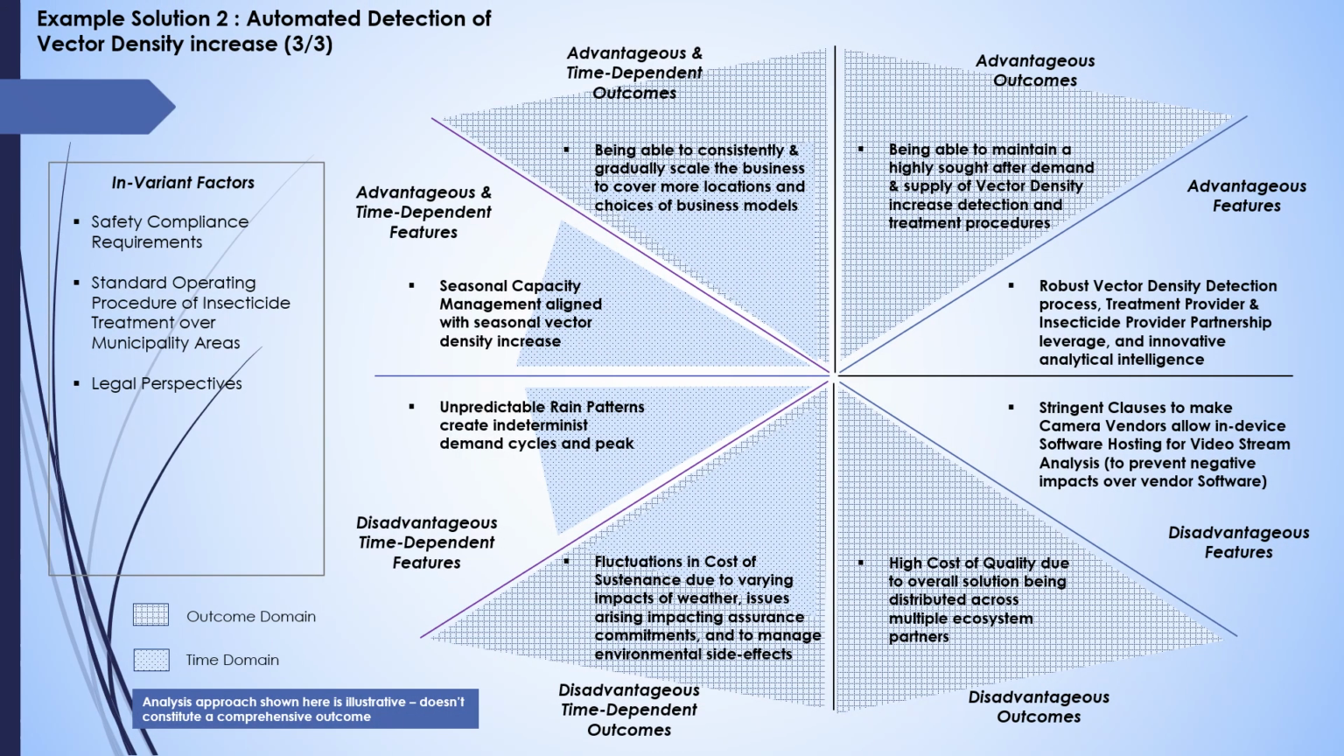The canvas has done its job. It's shown us where the solution is strong and where the pressure points are. Now let's do something with those pressure points, because every one of them is an invitation to innovate. Start with the cluster of time-dependent challenges: weather-driven cost fluctuations, assurance commitment pressures, environmental side effect management, and the unpredictability of rainfall-driven demand spikes. These are interconnected, they're real, and they compound with scale.